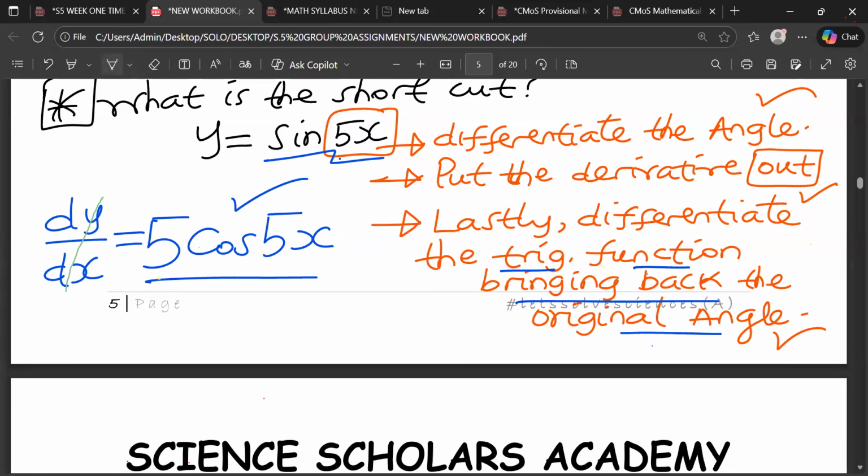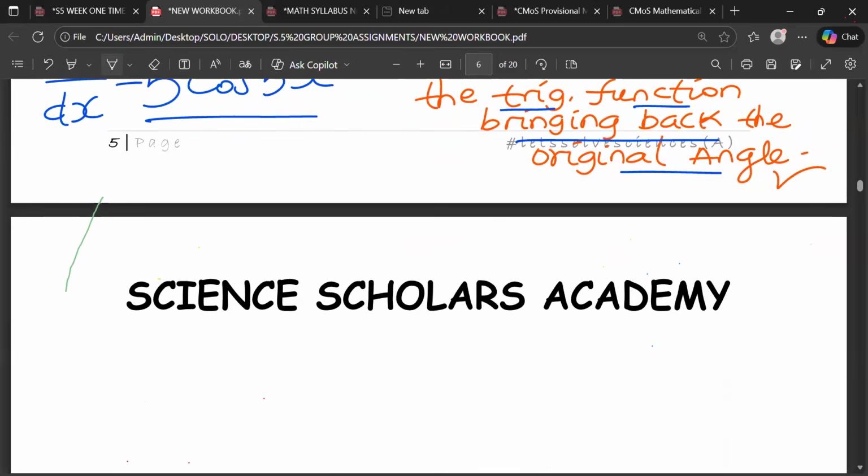Yes, it is accepted. But you also need to learn the long cut so that you're a real math student. But even the shortcut exists. Differentiate the angle alone. Put it out. Differentiate the trig function. If it is sine, make it cos. If it is cos, make it negative sine. But bring back the original angle. As simple as that. So let's see whether people are getting me.